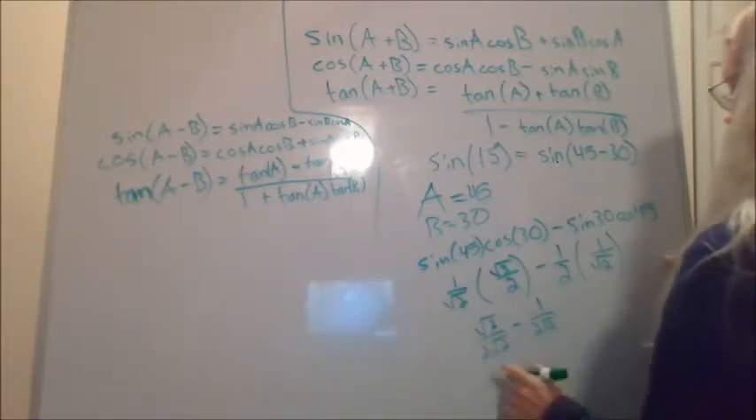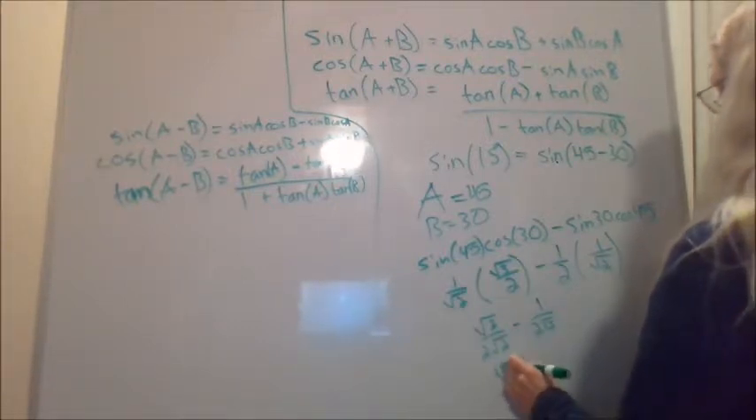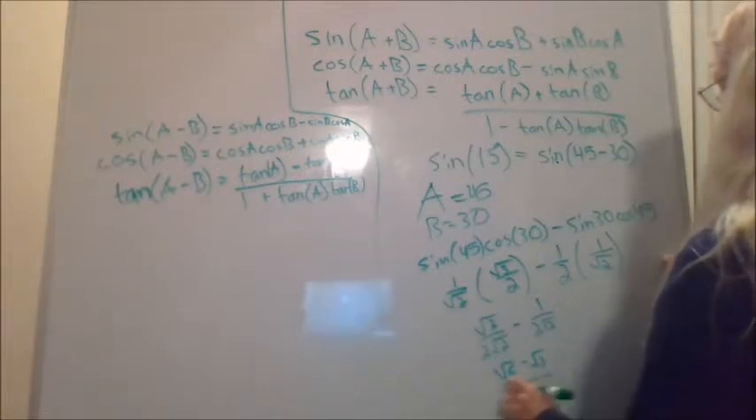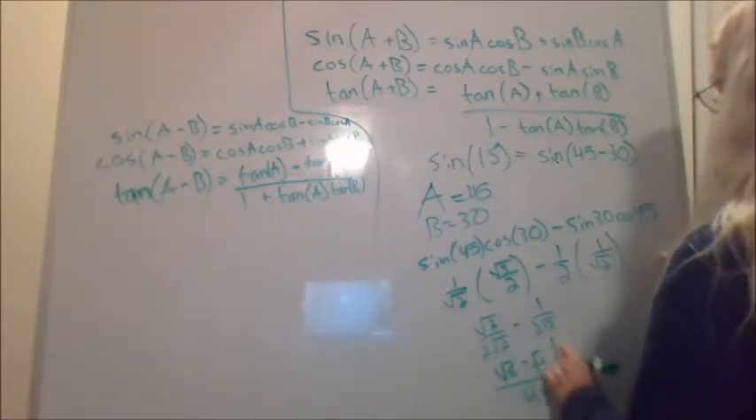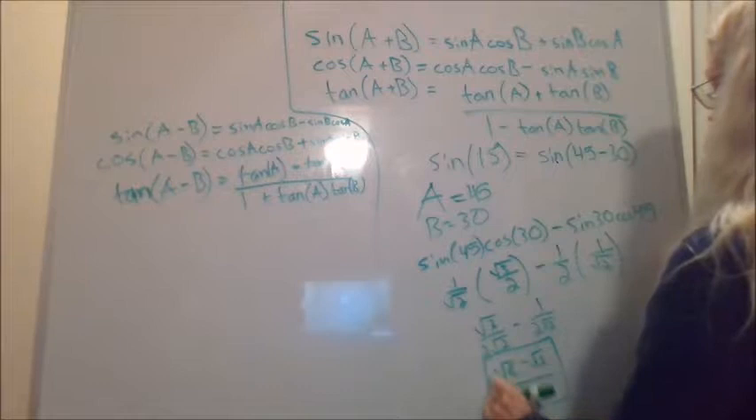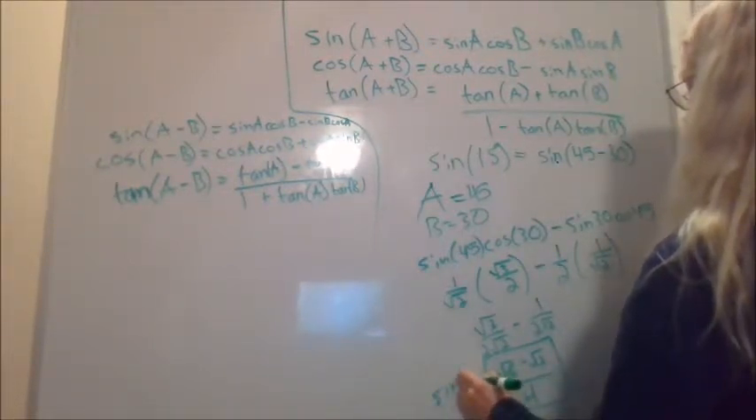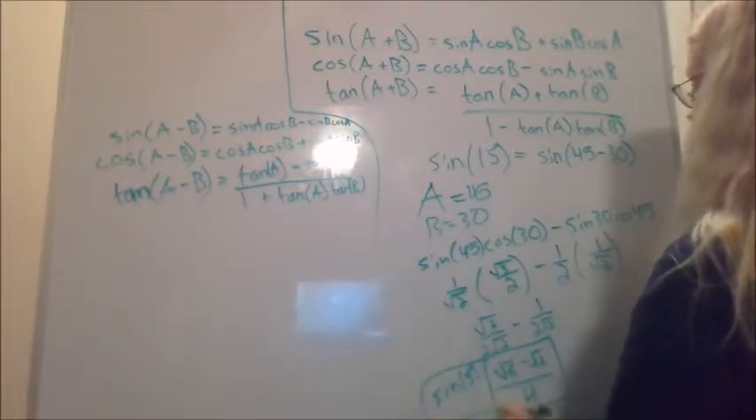Now let's rationalize. Square root of 6 minus square root of 2 all over 4. So that would be our answer to sine of 15 degrees. It's kind of messy, but that would be our answer.